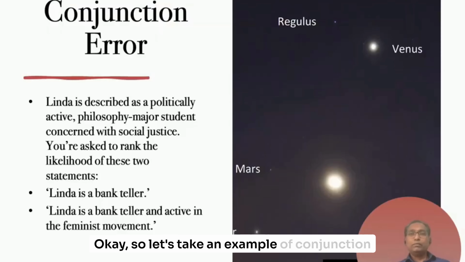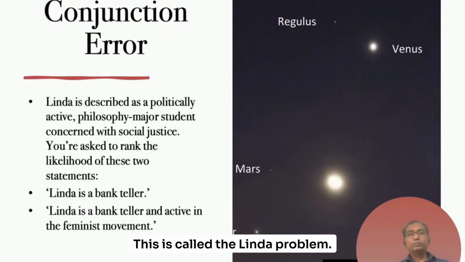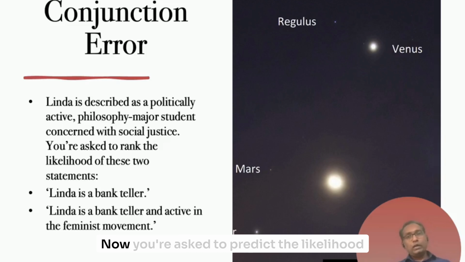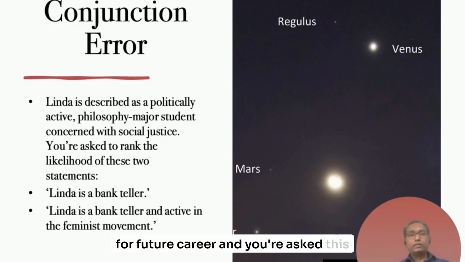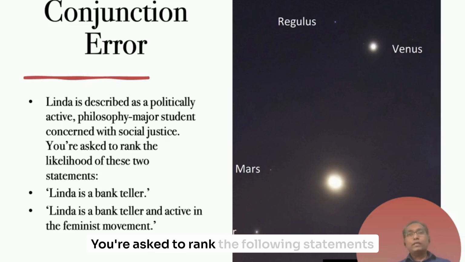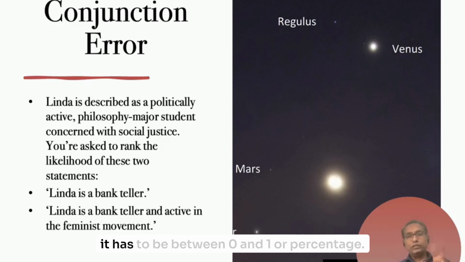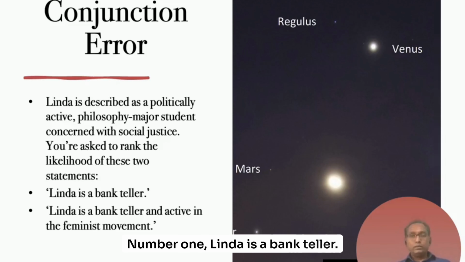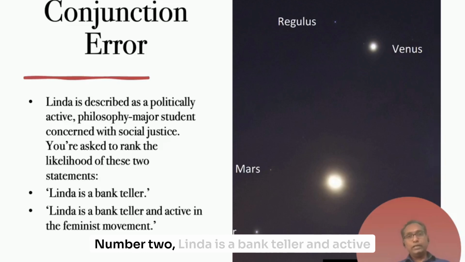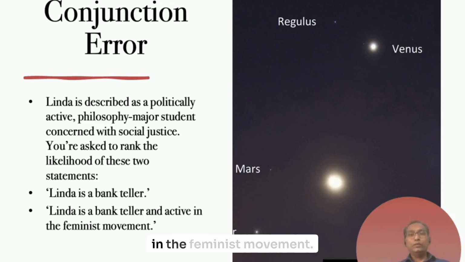Okay, so let's take an example of conjunction error. It's called the Linda problem. Here's the scenario. Linda is described as a politically active philosophy major student concerned with social justice. Now, you're asked to predict the likelihood for her future career, or future life. You're asked to rank the following statements about Linda in terms of likelihood or probability, so it has to be between 0 and 1, or a percentage. Number 1, Linda is a bank teller. What is the likelihood of this? Number 2, Linda is a bank teller and active in the feminist movement. What is the likelihood of this? Take a pause, answer this.